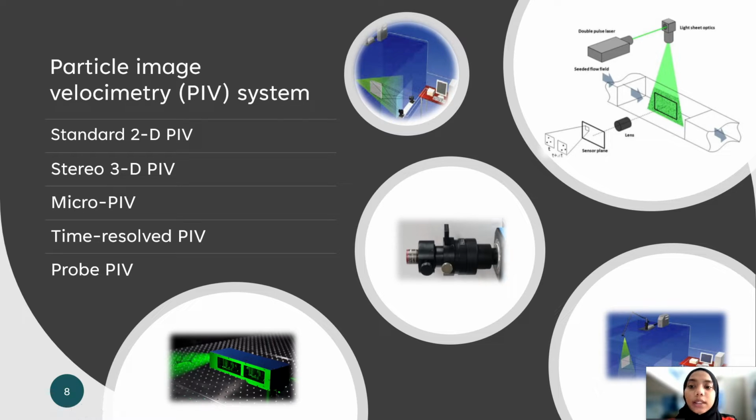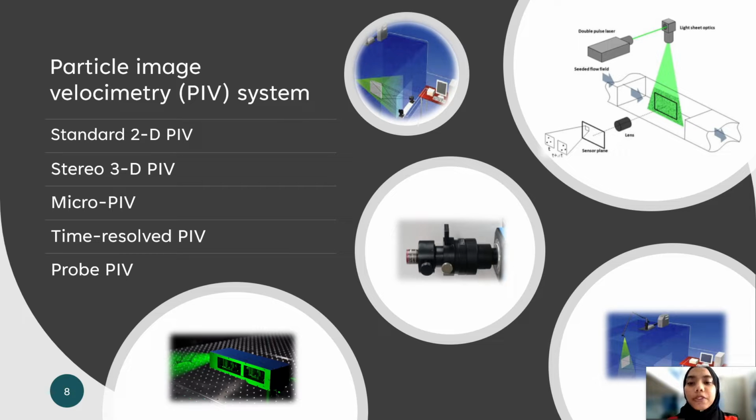There are types of PIV systems, which are standard 2D PIV, stereo 3D PIV, micro PIV, and time-resolved PIV. The one that I will use for the study is the 2D PIV system.